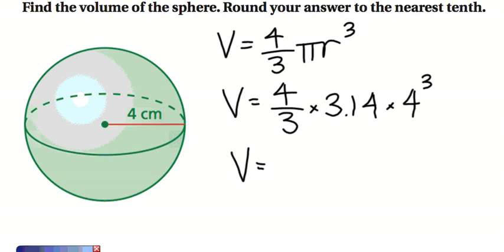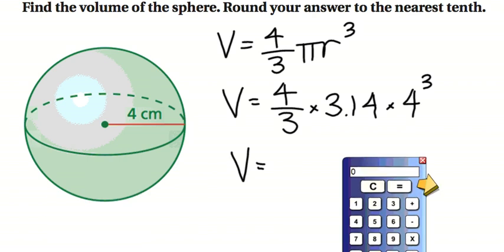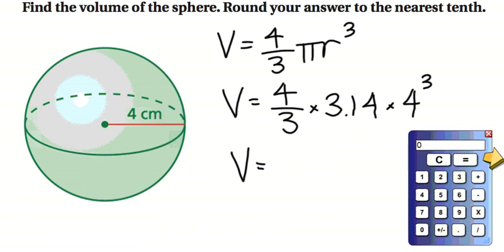And to speed this up, I've got a calculator right over here. So I'm going to type in, first I'm going to do the 3.14 times 4 cubed. So 3.14 times 4 times 4 times 4 equals, and then I need to do times 4/3. So I'm going to do times 4 again, and then whatever I get divided by 3. So my total volume is this repeating decimal.